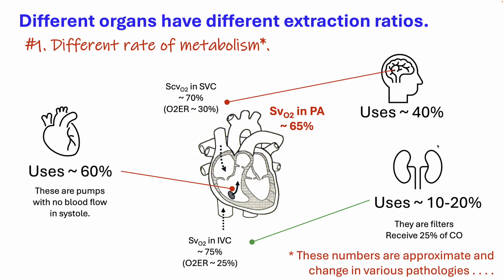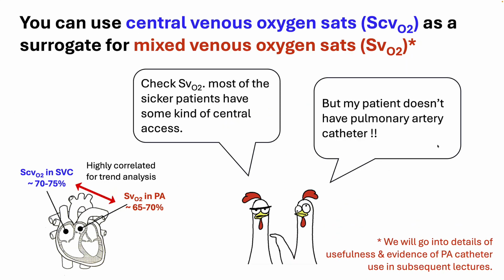This brings your mixed venous, which is measured in the pulmonary artery, to slightly lower than in the superior vena cava. Now, this number can be variable depending on different pathophysiological processes, so you will see different numbers quoted in the literature. Even though mixed venous, that is your SVO2, is slightly different from central venous oxygen sats, which is your oxygen sat in your superior vena cava, these two numbers are highly correlated for a patient and are useful for trends.